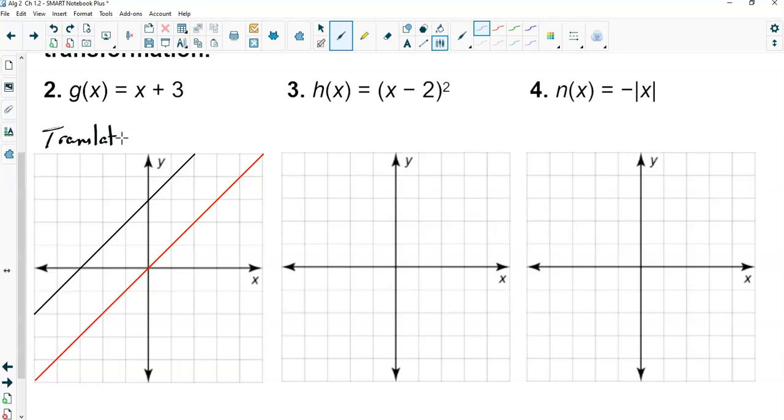Translation, up 3 units. Notice that when it goes up, it also appeared to move left. In this case, it moved left 3 units as well.